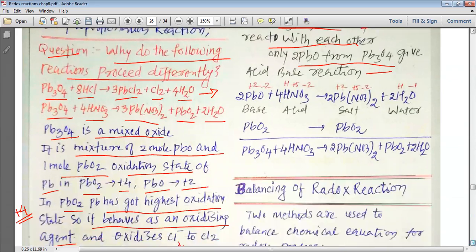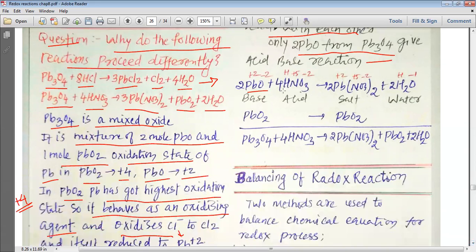So you can see the acid-base reaction given by 2 PbO plus 4 HNO3 gives 2 Pb(NO3)2 plus 2 H2O. The PbO2 which was present in the Pb3O4 remains as usual, and it does not give any reaction. So when we add both these reactions, we get Pb3O4 plus 4HNO3 giving 2 Pb(NO3)2 plus PbO2 plus 2H2O.